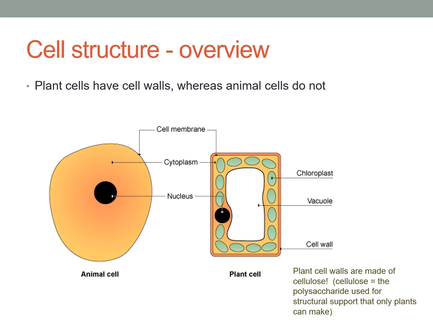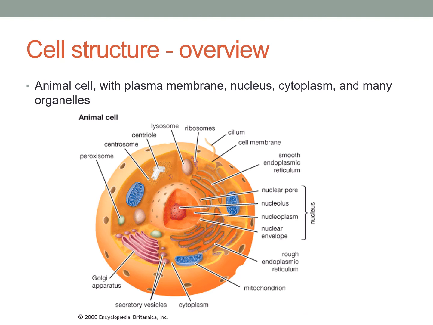All right. And that's cellulose, remember? That polysaccharide that only plants make. So your typical animal cell, right? You're going to have a plasma membrane around the outside. It's going to be filled with cytoplasm, a whole bunch of different organelles, which we will get to, and a nucleus in the middle.